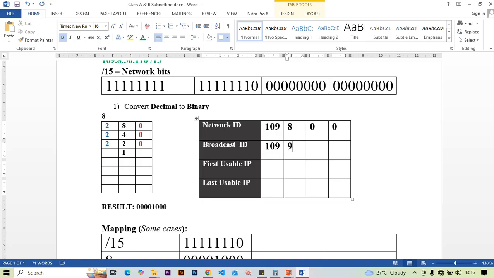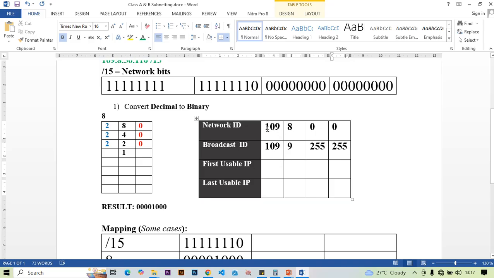So then, if all these bits are turned on, we're going to have 255. And if all these bits are also turned on, we're going to have 255. So it means what we have here now is our network ID and also our broadcast ID. I hope so far we are together. Now then, how do we find the first usable IP and the last usable IP?